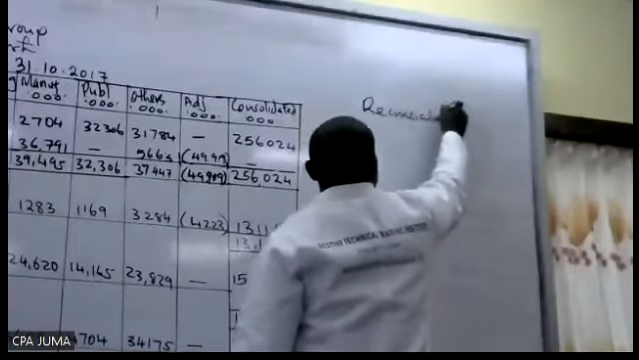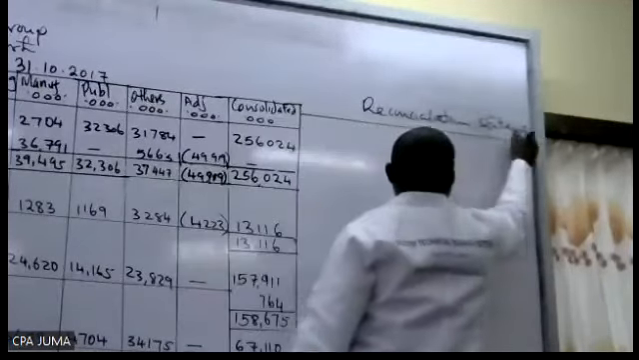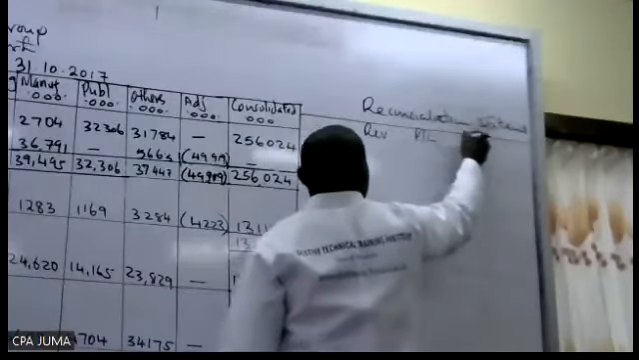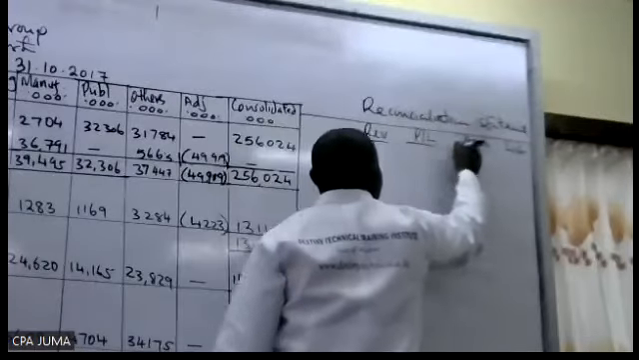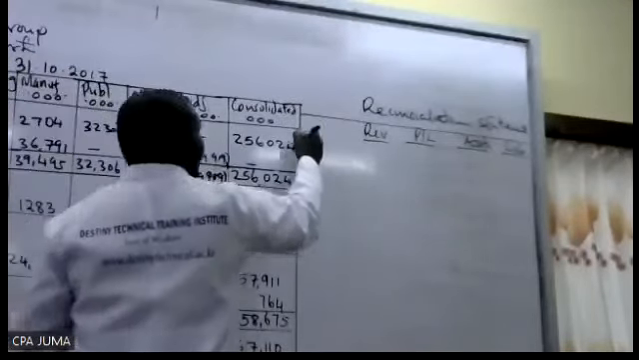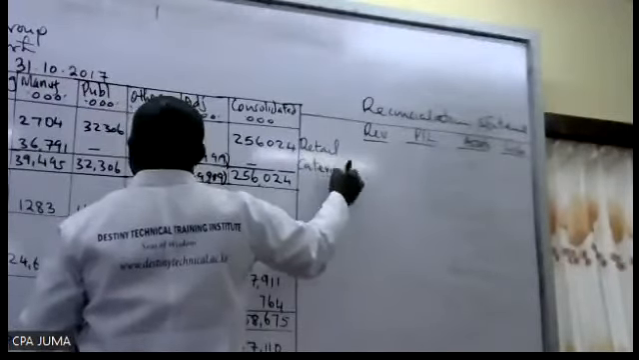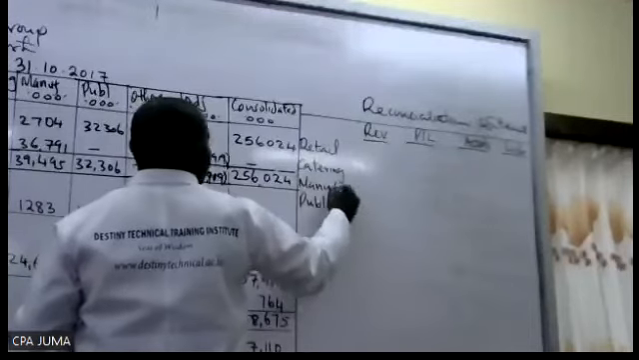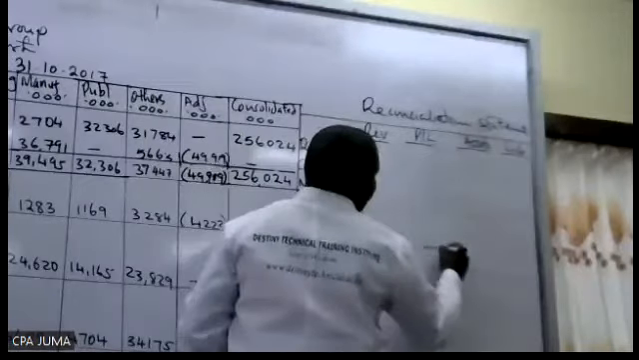Reconciliation statement. So what they want us to reconcile is revenue, profit or loss, assets, and what? Liabilities. Those are the items we are expected to reconcile. So I'll check for all. So I have here retail, catering, manufacturing, publishing, and others. Then you will give me the totals there.